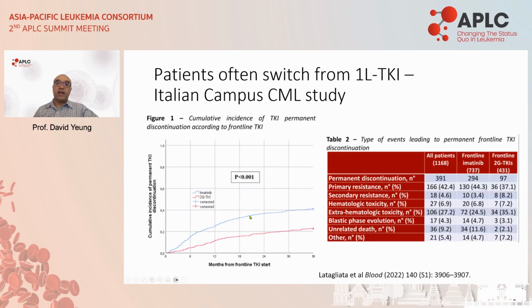You'll see in the blue line there, anybody that started imatinib in their cohort, there's a 40% chance of needing to switch to another TKI by 3 years after diagnosis. For patients starting dasatinib or nilotinib, in the red line there, that cumulative incidence is closer to 20%. On the right there, you'll see that the reasons for switching, half of them are what we would traditionally call resistance. The other half is toxicity or intolerance.